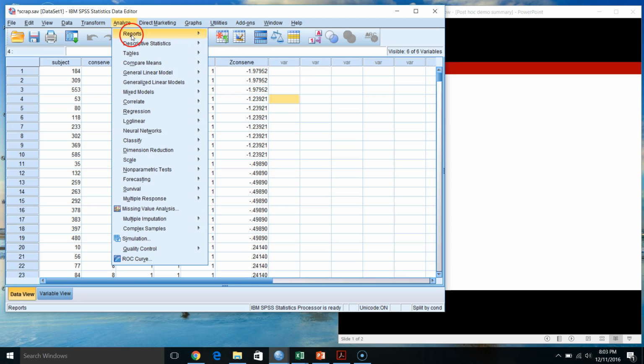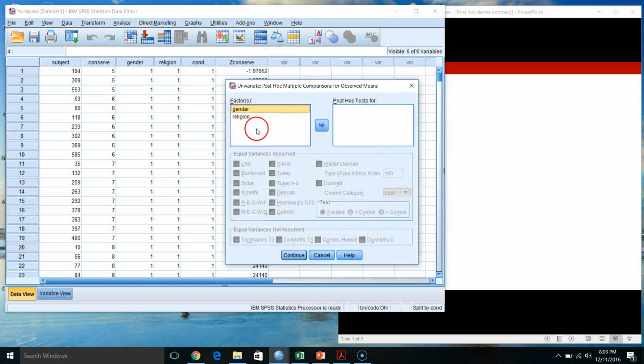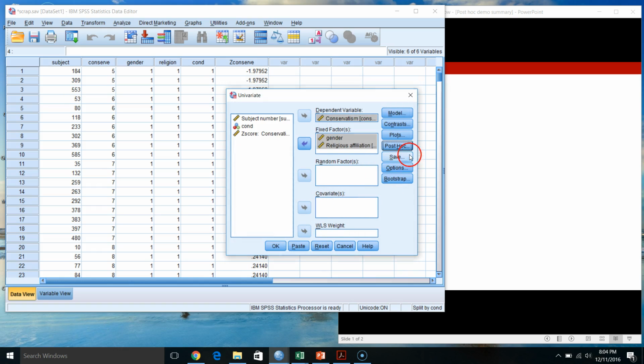So we can go through now and just start taking a look at our model. We're going to hit Analyze, General Linear Model, Univariate. Conservatism is going to be our dependent variable. Gender and religious affiliation are fixed factors. We're not going to worry about contrasts, plots, or post hocs. Again, you can ask for this stuff, but it's going to correct for too much stuff, so we're not going to look at that.